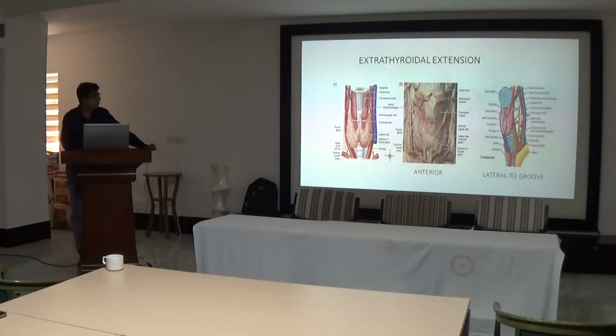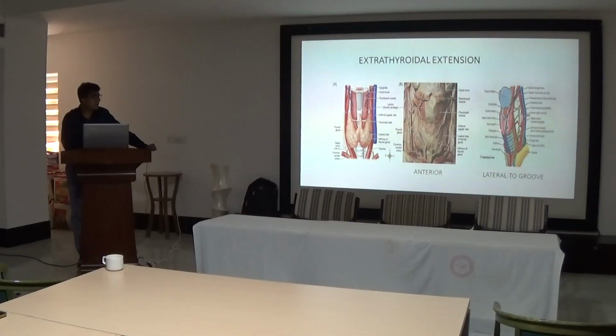Again, when you talk about extrathyroidal extension, mainly the thyroid cancer will extend anteriorly, so it will spread anteriorly. So what will it involve? It will involve the suprahyoid muscles. So the sternohyoid, the sternothyroid, the thyrohyoid muscle. So it will involve all the suprahyoid and infrahyoid muscles when it spreads anteriorly. So this is one extent which is important.